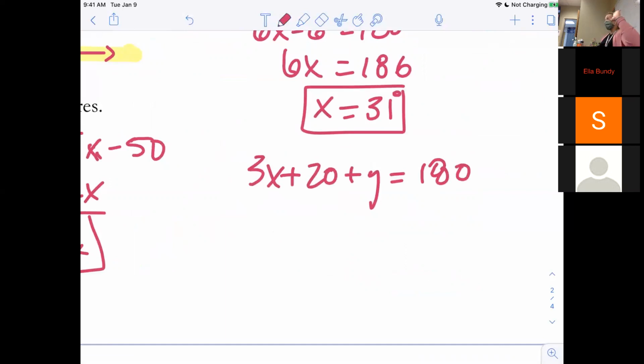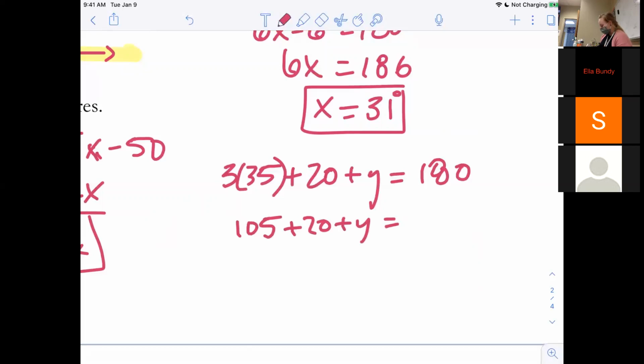Let's stop. We found x. Plug that in. 35. Ooh, I'm getting lazy. Okay, let me retry that. I really tried to squeeze it and it did not work. All right. So I multiply those. I get 105 plus 20 plus y equals 180.